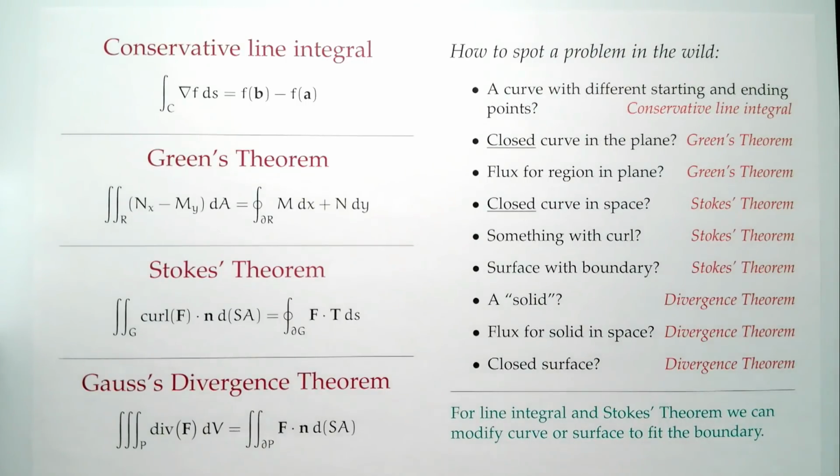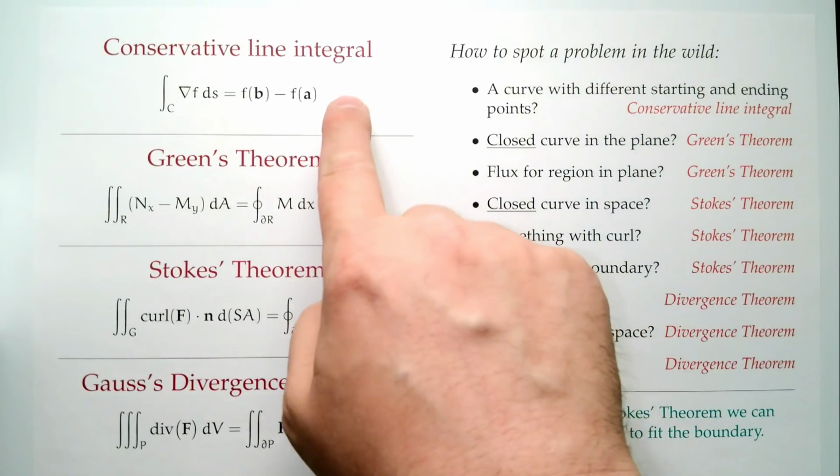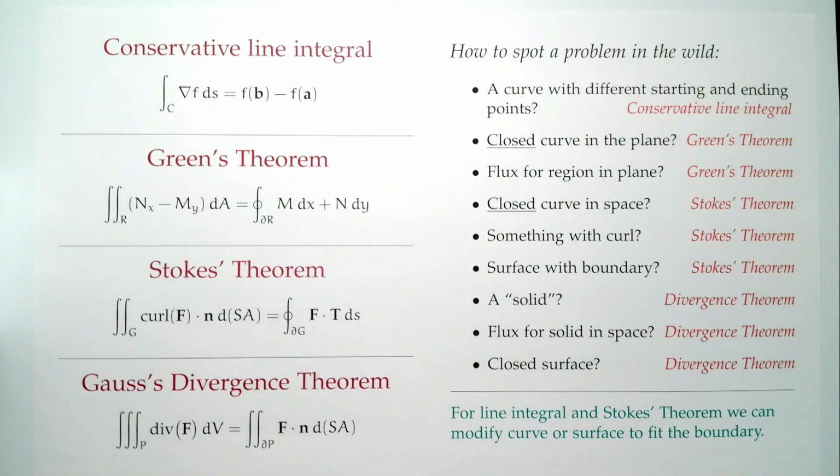Now, you might say, are we allowed to do that? In fact, it's the same reason that we're allowed to switch our curve when we have a conservative line integral. What matters is what's happening at the boundary. As long as your boundary stays the same, you can change the middle, change how you get to your boundary.